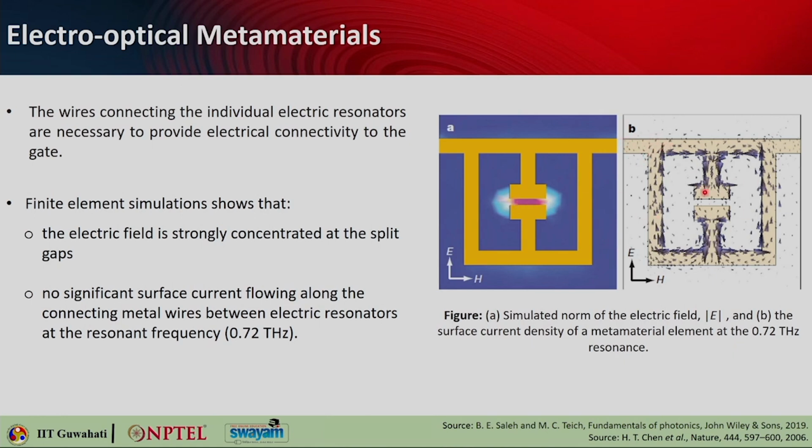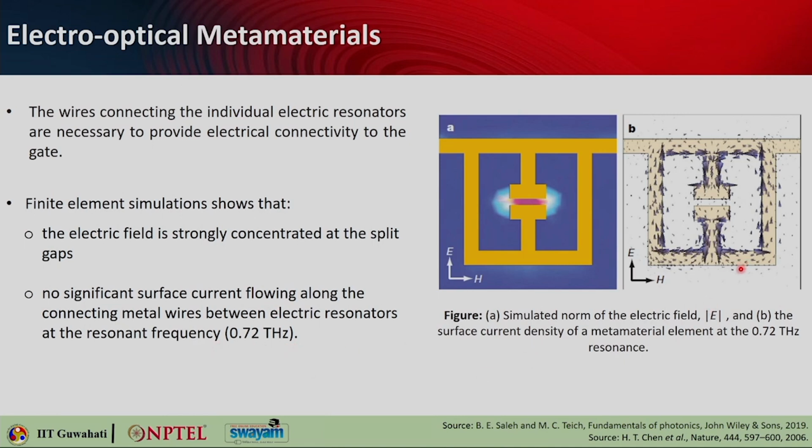So, this is basically the plot of surface current density for that metamaterial element. This is the connecting wire again, and here you can see the current is basically flowing like this in one loop and then in the opposite direction in another loop. What about the current flowing here? That is very minimal. So, you can say that no significant surface current is flowing along these connecting metallic wires between the electric resonators at the resonance frequency of 0.72 terahertz.